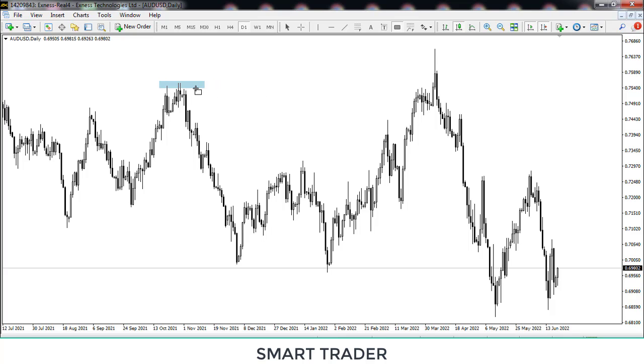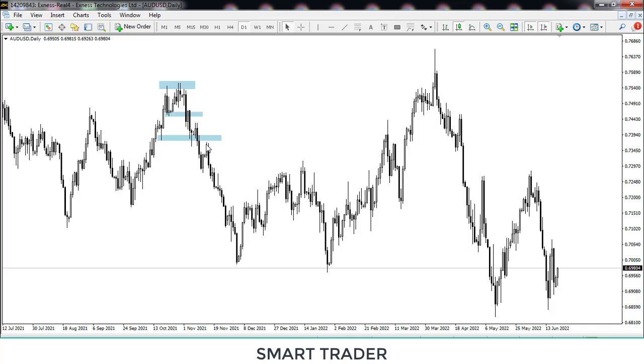We have a resistance level, and we have a support level. Price breaks below the support level. This level becomes resistance, right? Here, support level. This is a support level. When price bounces at the support level, then breaks below the support, it becomes a resistance.